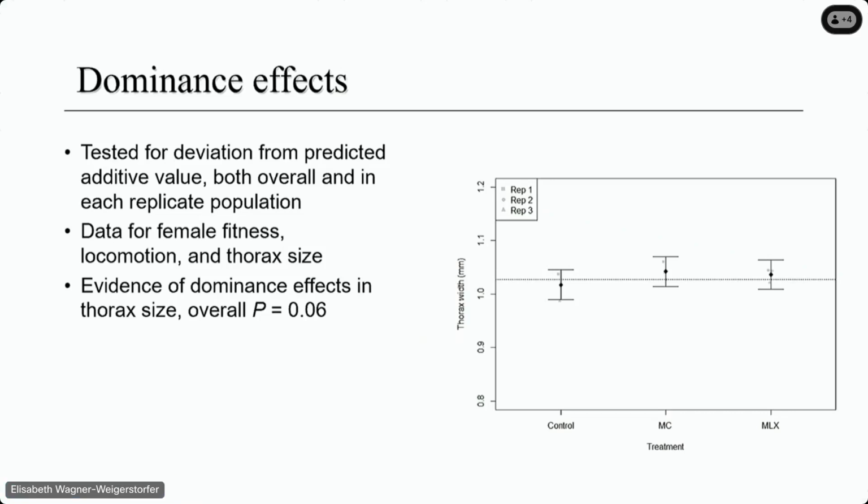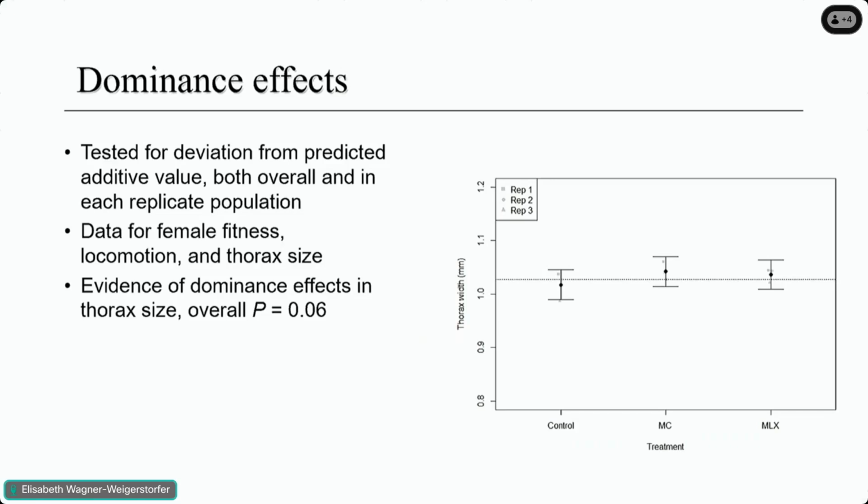So it seems like there might be some evidence of dominance effects in thorax size, and this is consistent with data that we've collected in another context. So that's kind of reassuring. The overall p-value is only 0.06, and this is sort of the overall pattern where the MC treatment seems to be more similar to the MLX treatment.